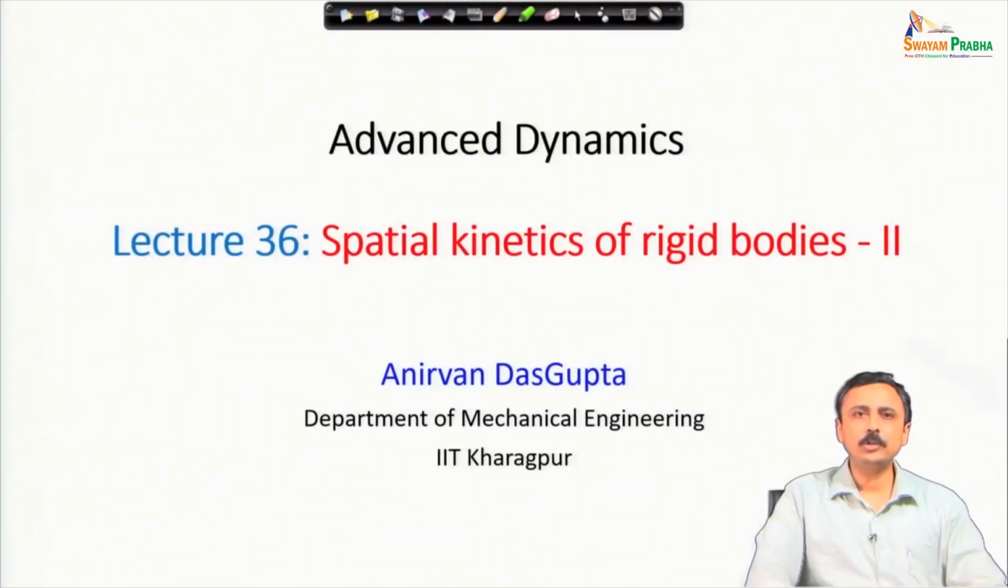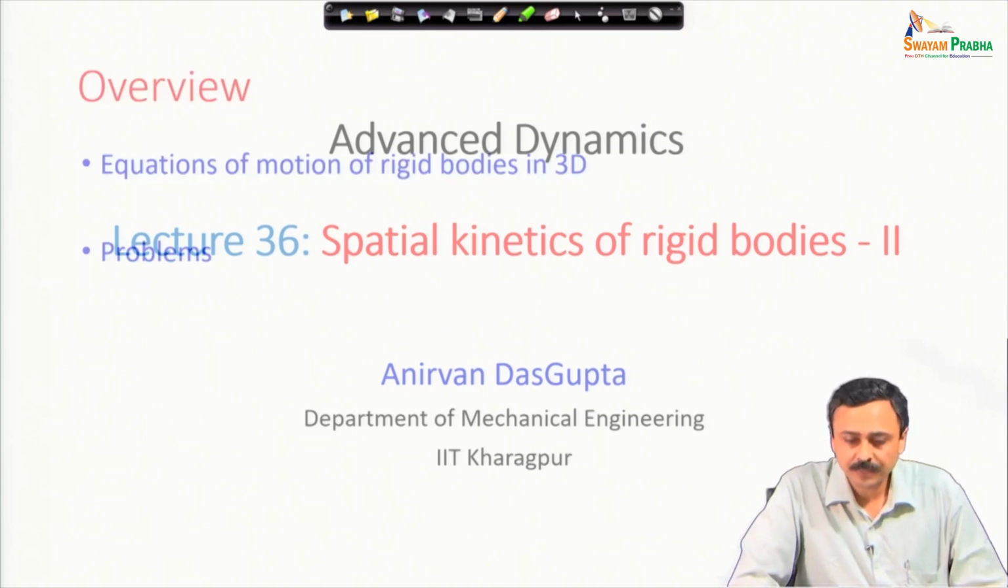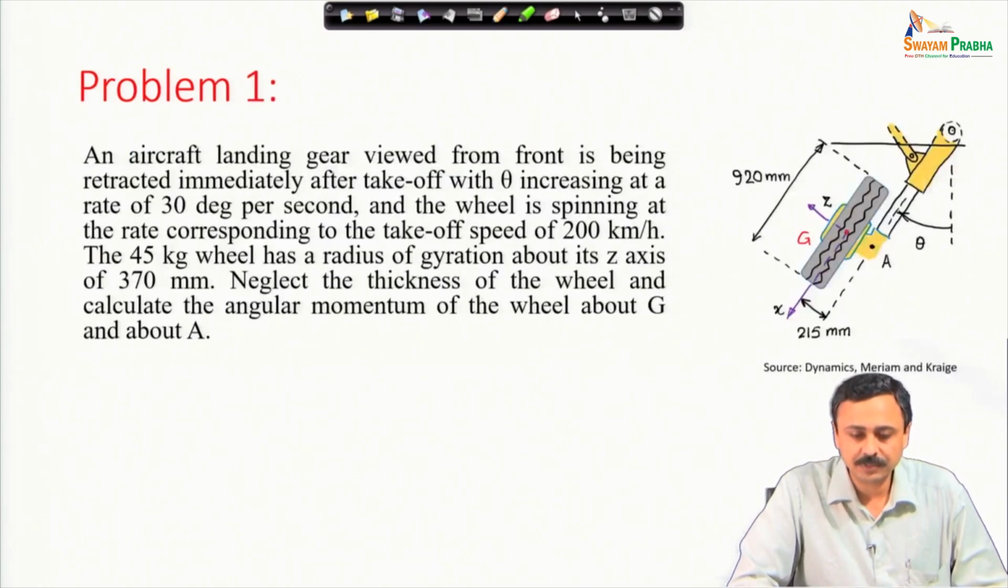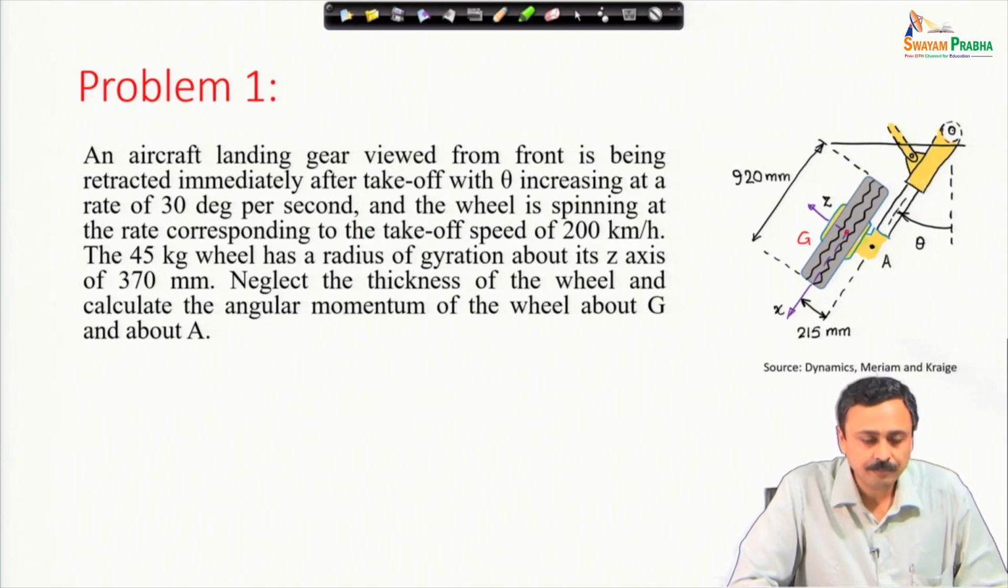In this lecture, we are going to continue our discussions on spatial kinetics of rigid bodies. We will discuss some problems based on the equations of motion that we have developed in the previous lecture. We will start with this problem of an aircraft landing gear taken from the book of Meriam and Craig.